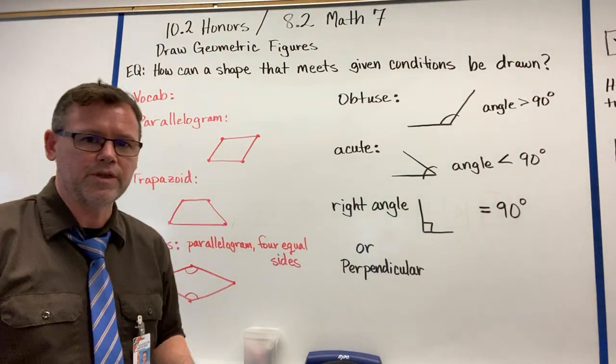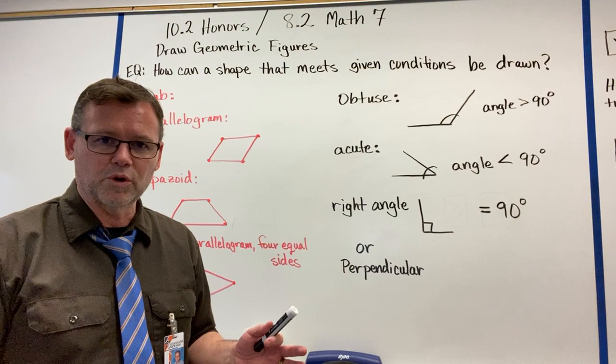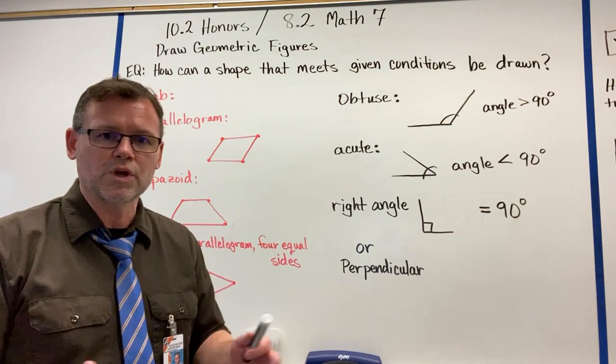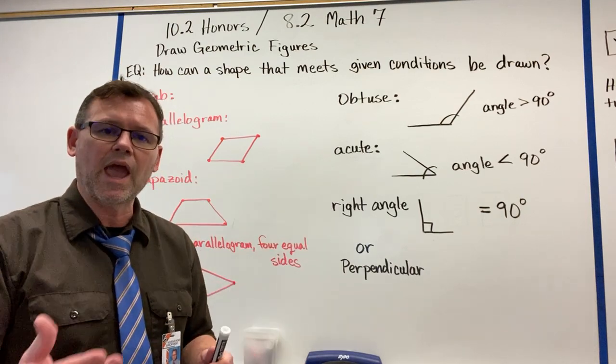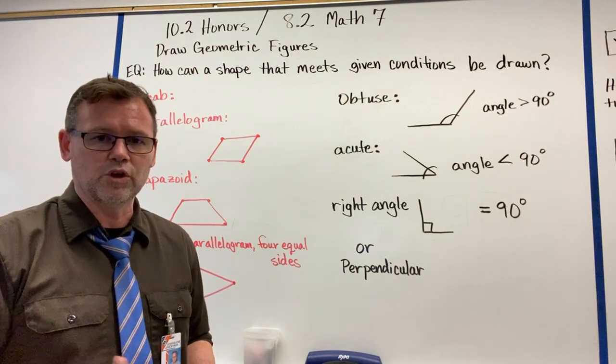What they're talking about there is if they told you how big the angle is supposed to be, acute or obtuse, or the length of the sides. Can you draw the figure based on those conditions? And that's what we're looking at here.